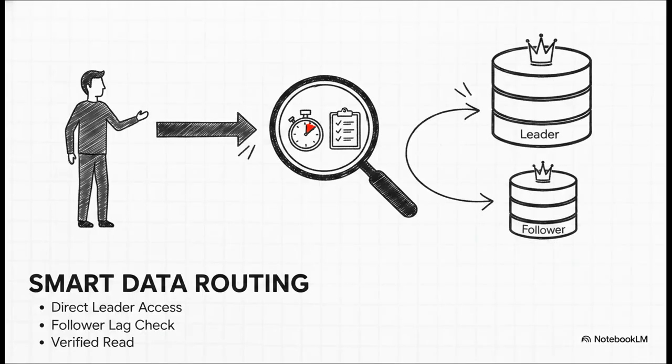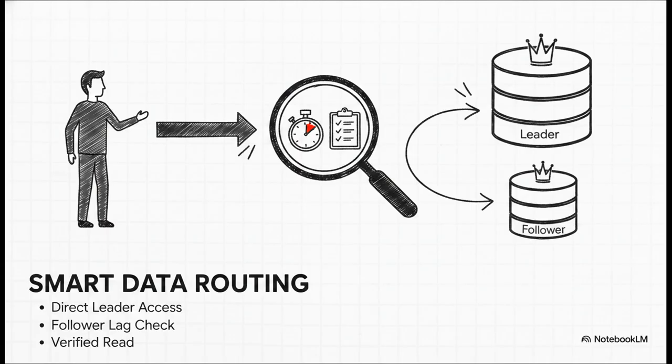To solve this, we need a specific, strong guarantee called read after write consistency. This is essentially a promise from the system that reassures a user they will absolutely always see their own updates immediately. We can achieve this through a few clever routing techniques. For instance, if it's something only the user can edit, like their own personal profile settings, we can just bypass the followers entirely and always route those specific reads directly to the leader node.